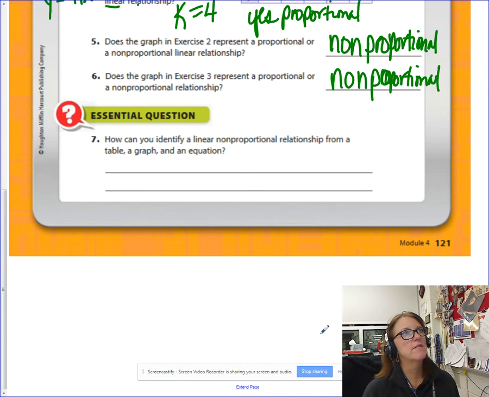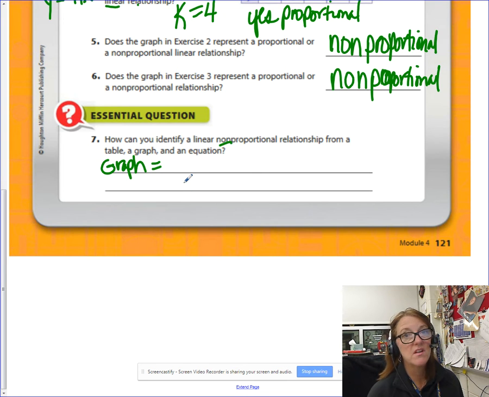How can you identify a linear, non-proportional relationship? That's a lot of words. From a table, a graph, and an equation. All right, I'm going to take these out of order just because, frankly, table is the most wordy explanation. So let's start with the easy one, graph. How can you tell if it's non-proportional?